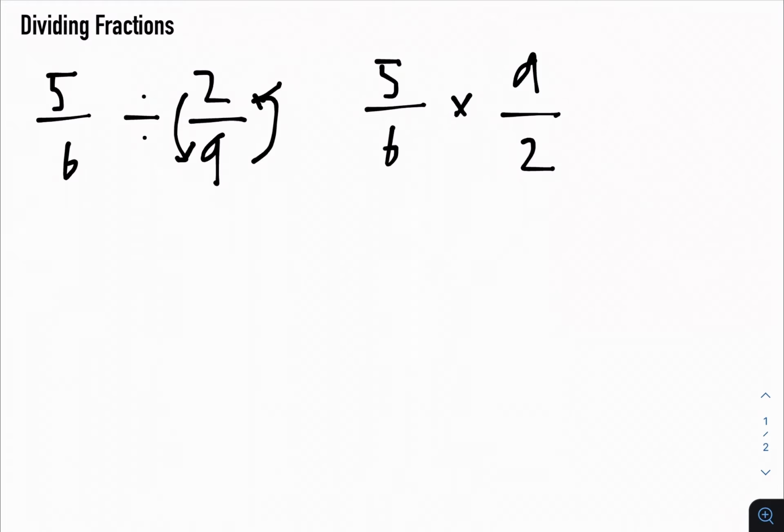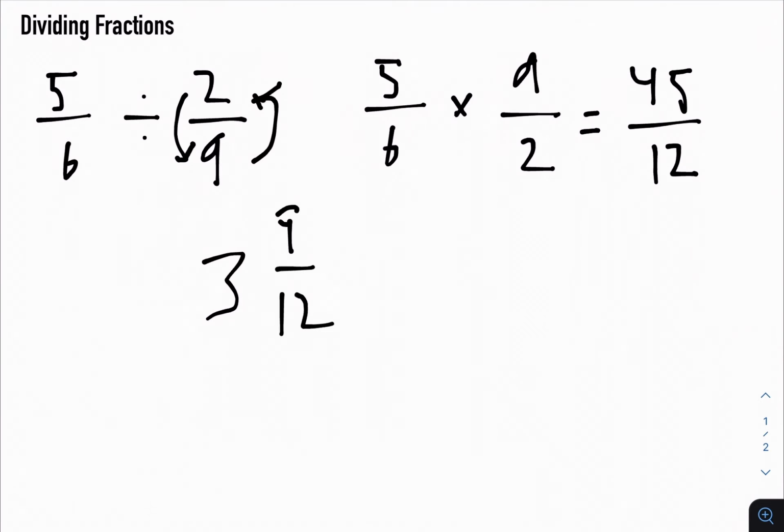9 times 5 equals 45. And 6 times 2 equals 12. And since 12 goes into 45 3 times, we get 3. And then we have a remainder of 9, so we get 9/12. Or that just equals 3 3/4.